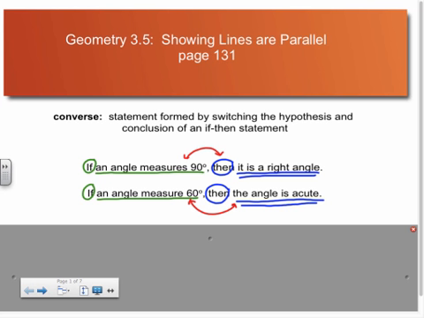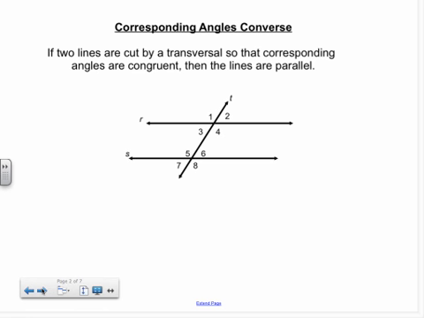Today's theorems are all converses of the theorems that we learned in the last lesson, and in this case, all of these converses are true. Our first theorem for today is the converse of the corresponding angles postulate. Do you remember the corresponding angles postulate? Hopefully you do, because we just went over that. But it says that if two parallel lines are cut by a transversal, then corresponding angles are congruent. So if you think about the corresponding angles postulate, we're going to flip the hypothesis and conclusion.